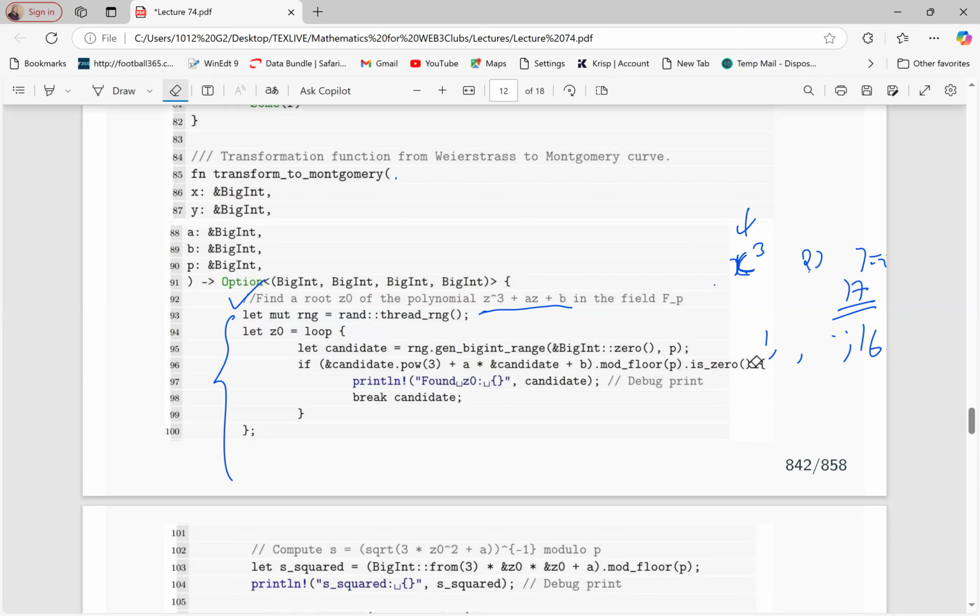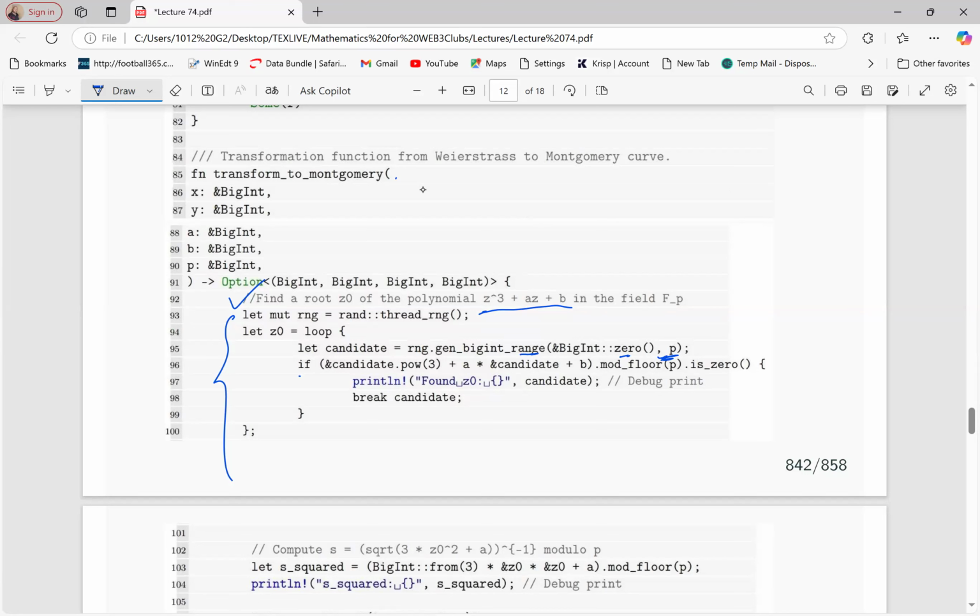So that is the brute force method. It's trying each of the values to see which one will give it a value 0. So that's what it's saying. And let Z naught, and then you enter the loop. And then it's trying every candidate in the range 0 to P.